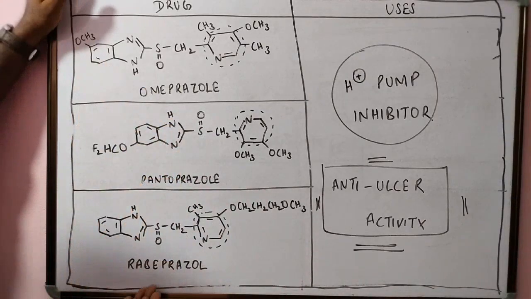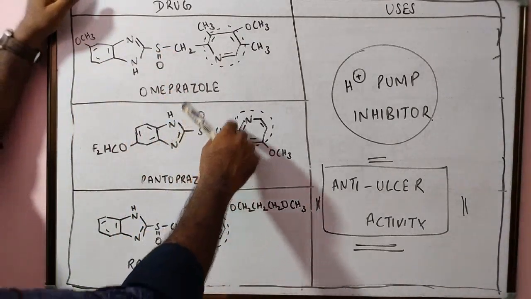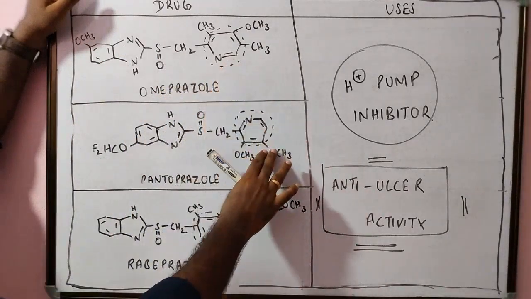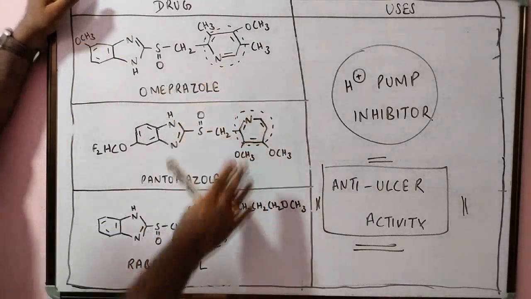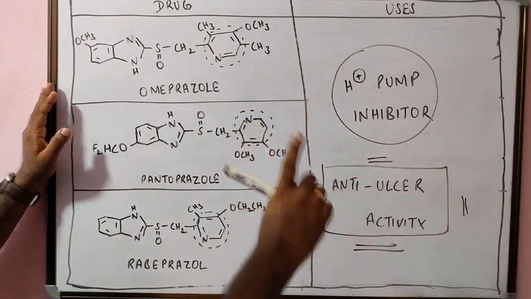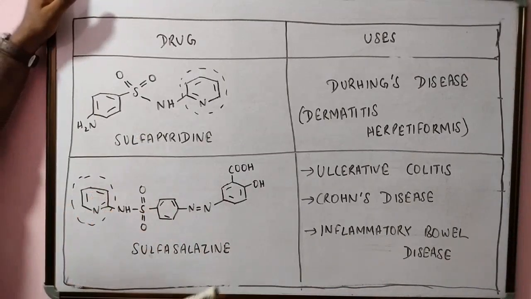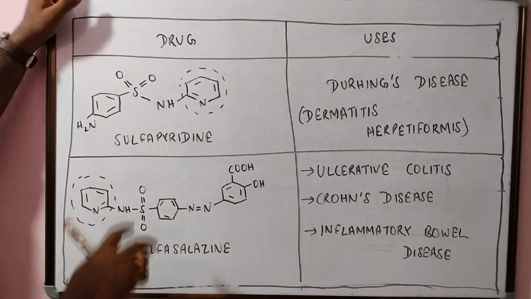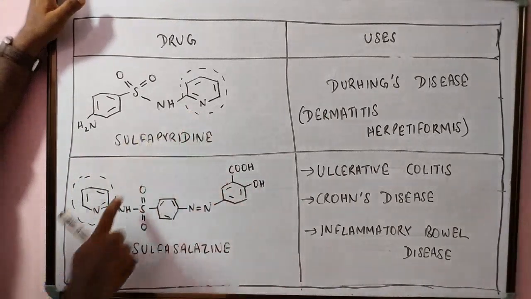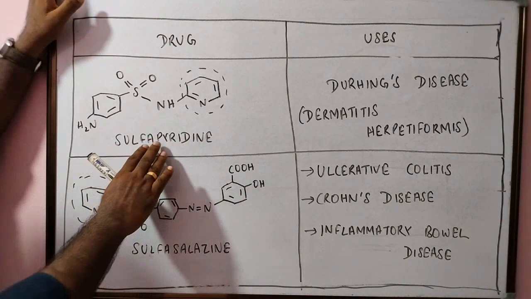Omeprazole, pantoprazole and rabeprazole. All of these drugs contain pyridine as the main nucleus, which has been demarcated in the structures of these molecules. These drugs are proton pump inhibitors and therefore possess anti-ulcer activity. Sulfapyridine and sulfasalazine. Both contain the pyridine ring, which has been demarcated in the drug molecule.